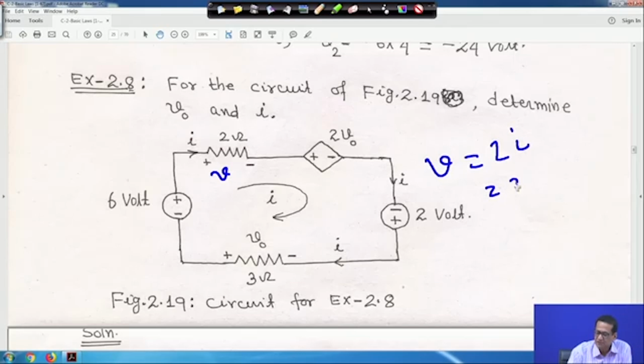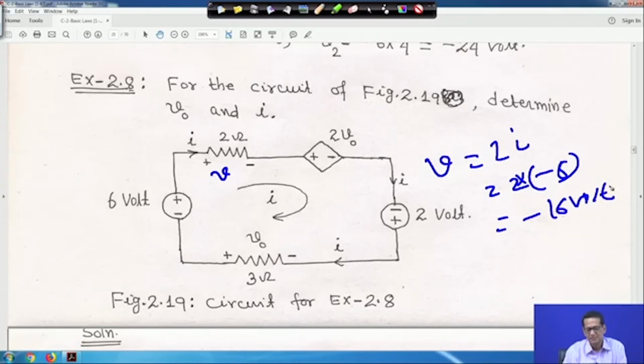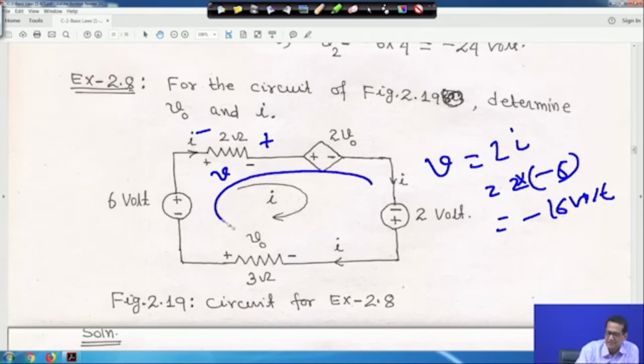That means, since originally I got minus 8, V is 2 into minus 8, that is minus 16 volt. As soon as you get V equal to minus 16 volt, it means the current is flowing in this direction. So this terminal will be plus and this terminal will be minus, and 8 ampere current is flowing like this. So if you take V equal to 2I, with I equal to minus 8, it is minus 16 volt, and the polarity is reversed.